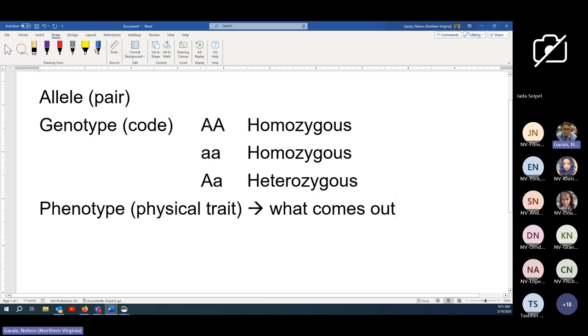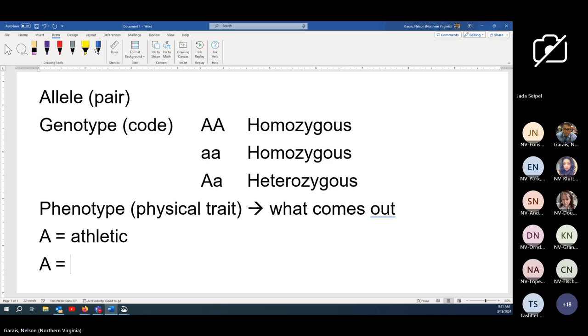Let's say capital A. You're going to think what? The kid's going to be athletic. And I'm just making this up. Now, of course, the lowercase a, they're non-athletic, right? So that's what? I don't know. Bookworm. Okay.